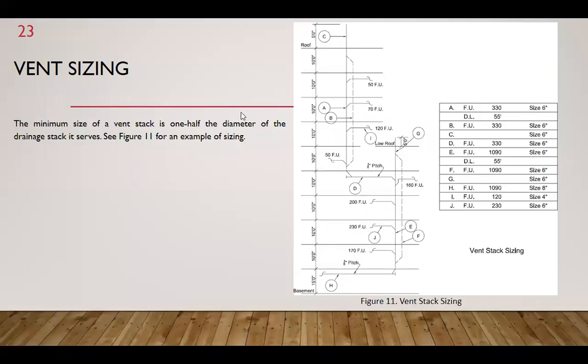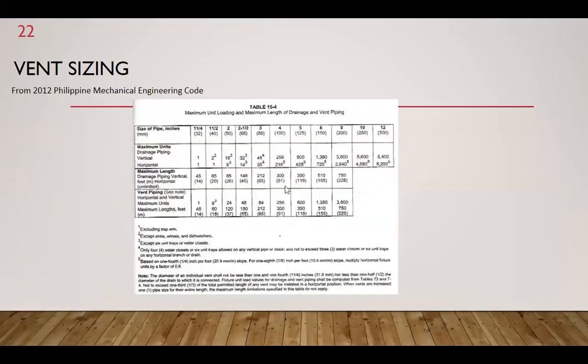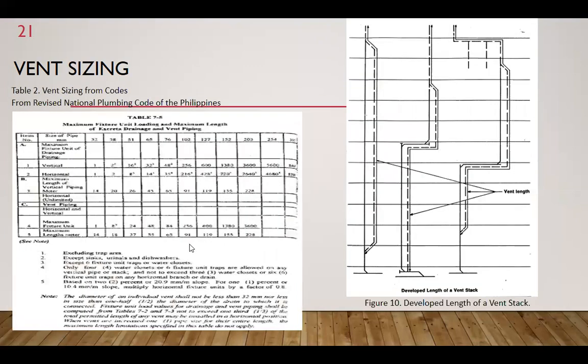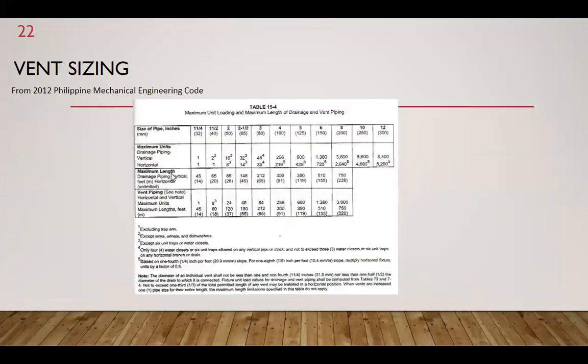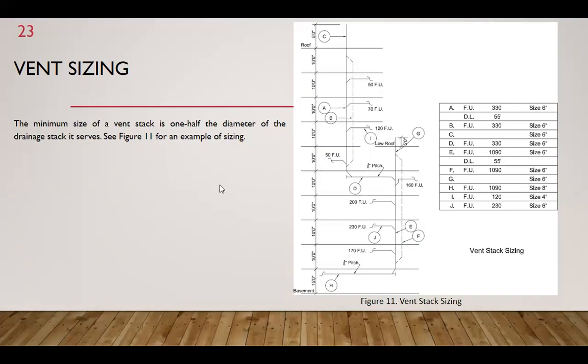So, the minimum size of bent stack is 1/2 of the diameter of the drainage stack itself. Ito pa isang rule. Diba? Bawat dito, 4 inches ka. Na-compute mo is pumasok ka sa 3 inches. Okay, pumasok yung 16. Pero, yung main mo, yung kinabitan mo, 8 inches. So, kalahati nun is 4 inches. So, hindi ka pwede mag 3 inches. 4 inches ka. Kasi sabi dito, minimum size of bent stack is 1/2 of the diameter of the drainage stack itself.